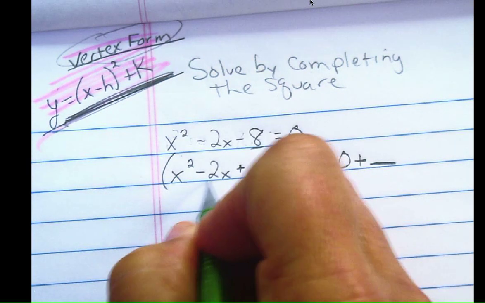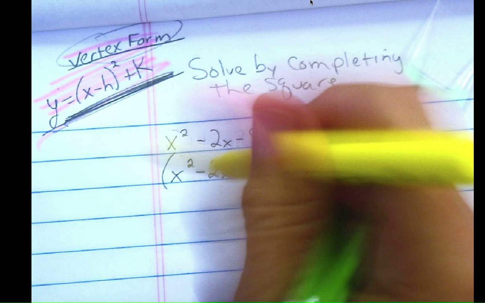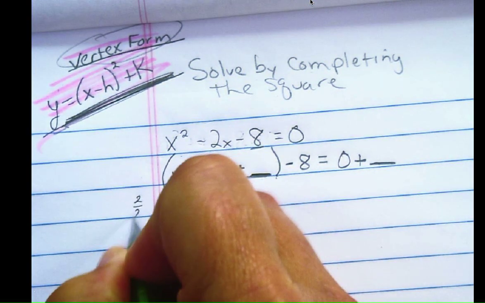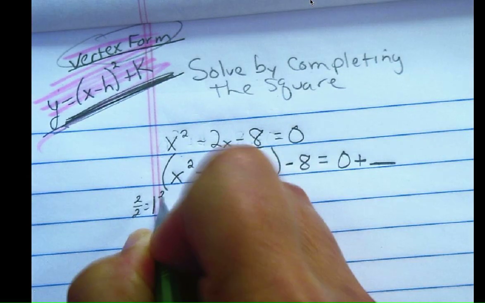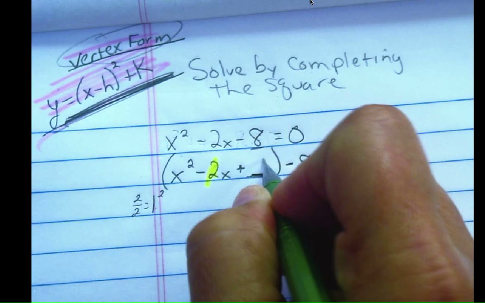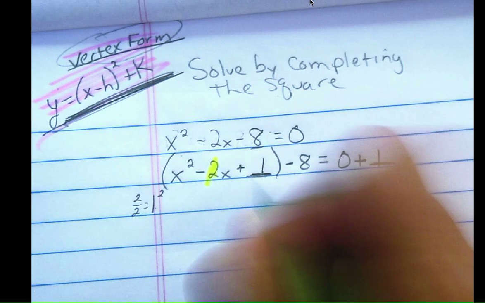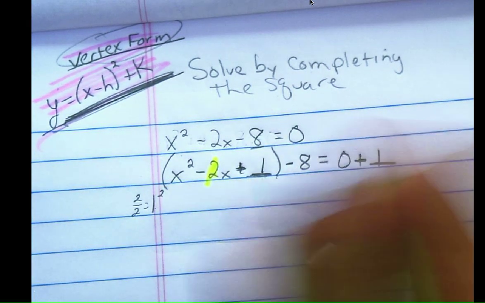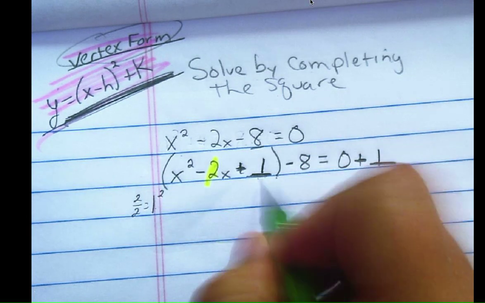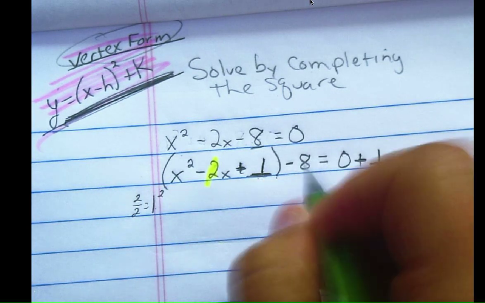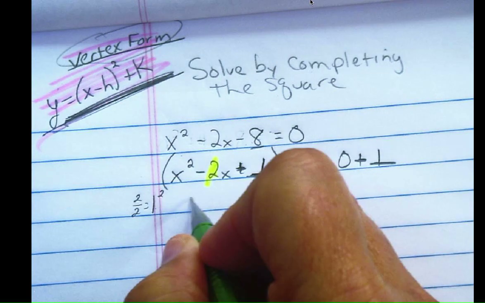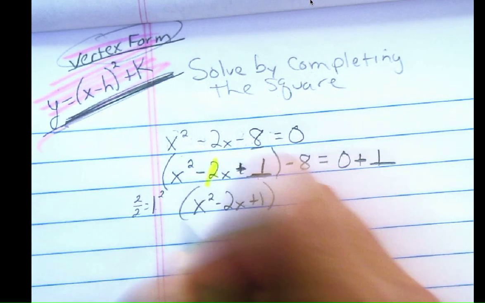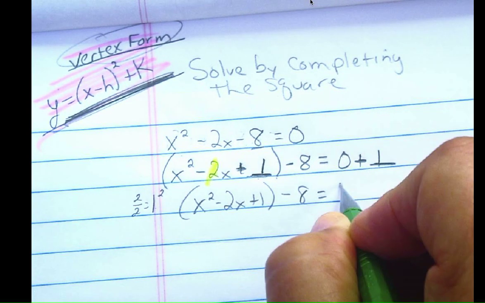So we look at our b, which is 2 in this case, and you divide it by 2. So 2 divided by 2 is 1, and then you square it. 1 squared is 1. So you're always going to add, because 2 negatives make a positive and all that stuff. So always add. So I add 1 to both sides. So I have x squared minus 2x plus 1 minus 8 equals 1.